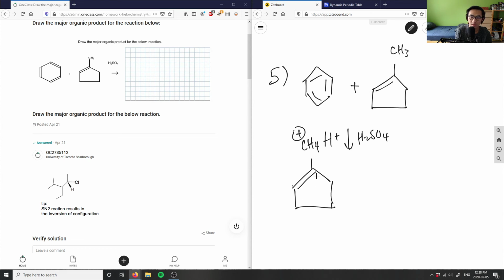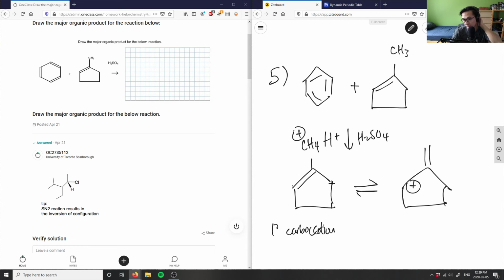I still have my double bond. What it's going to do is I'm going to move this positive here. This is currently a primary carbocation, and it's going to then shift. I'm going to bring this down to get something like this here. I would get probably something like this. It's going to basically shift.